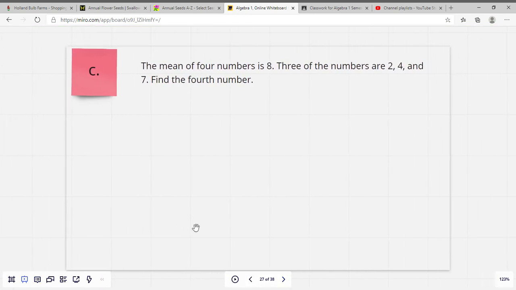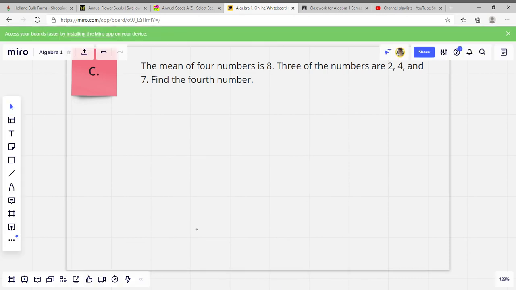All right, C says the mean of 4 numbers is 8. 3 of the numbers are 2, 4, and 7. Find the 4th number. Okay, so when we find the mean, that's average, we're going to add all the numbers and then divide by the number of numbers. So if our average is 8, that means we had to add all of these numbers together and then divide by our number of numbers, which is 4.